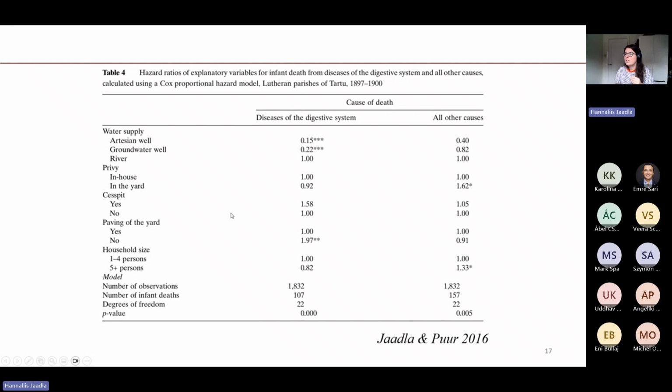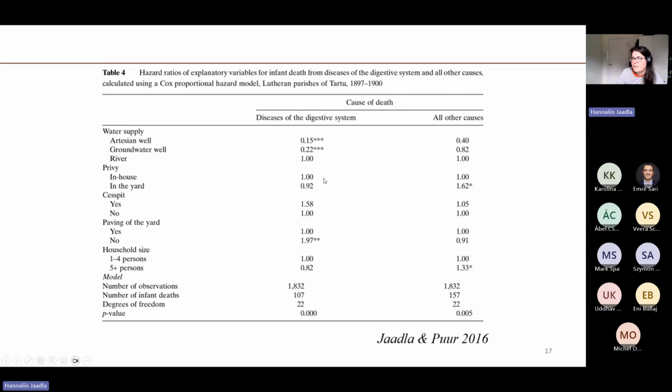We were interested in looking at the impact of water supply on infant mortality outcomes, and also explored this through cause of death, because we find in a general model that water supply mattered: having water from artesian wells and groundwater wells meant you had much lower infant mortality in those households compared to households that were using the local river as the main source of water supply.